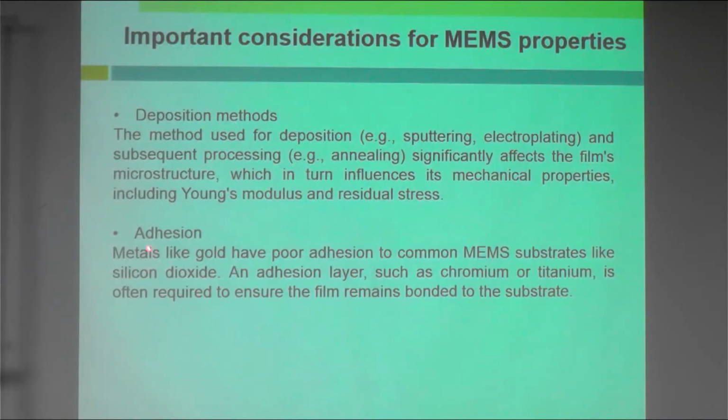And adhesion, metals like gold have poor adhesion to common MEMS substrates like silicon dioxide, and adhesion layers such as chromium or titanium are often required to ensure the film remains bonded to the substrate. So I've mentioned this before. This is just one example, but it goes with the same concept. If you have not good adhesion with the substrate, you have to maybe design something with different materials or try to overcome it with a different concept.